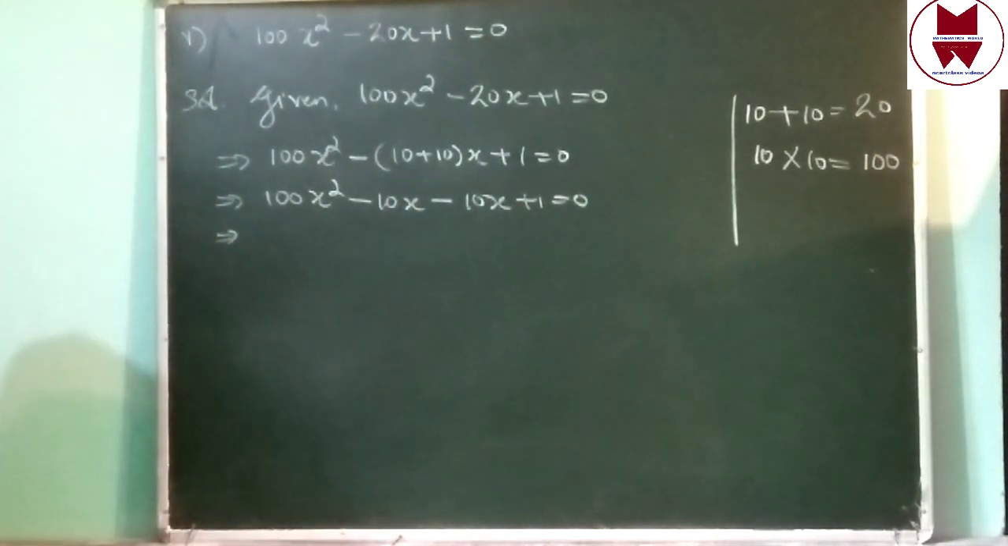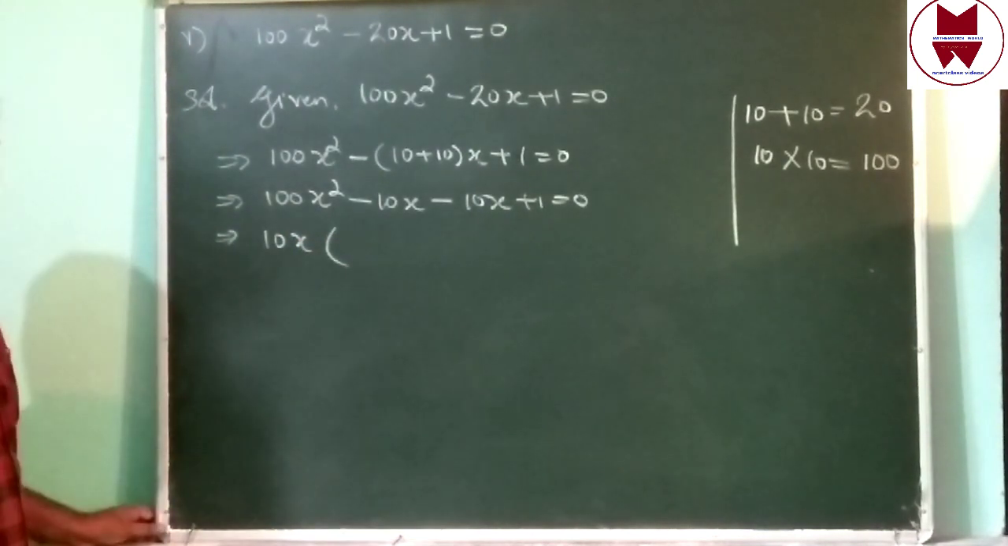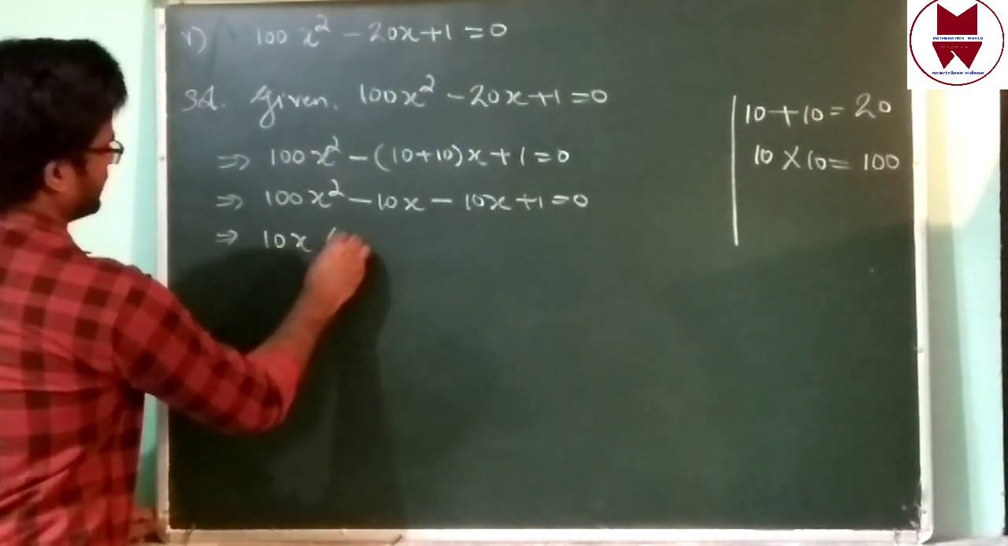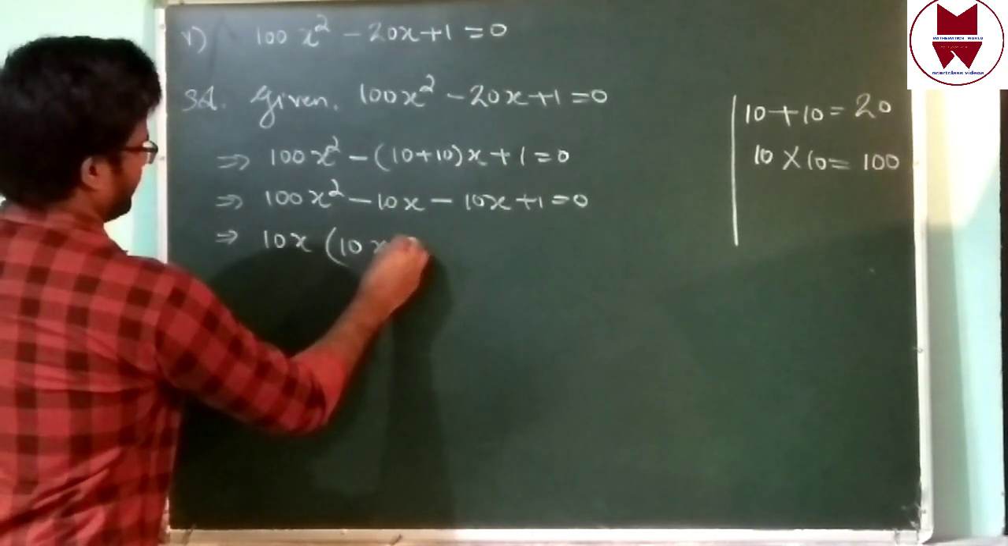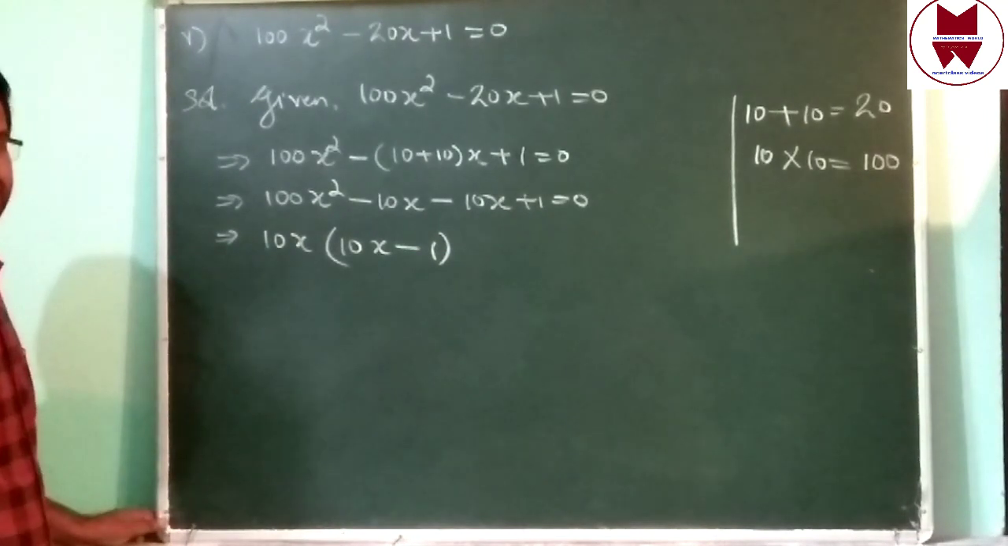In the first two terms, what is common? 10x, isn't it? 100 we can write as 10 into 10. Then what is remaining in here? 10. In here remaining x. Minus 10x I already took outside, then remaining only 1.